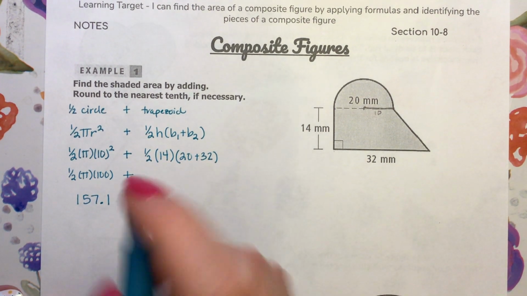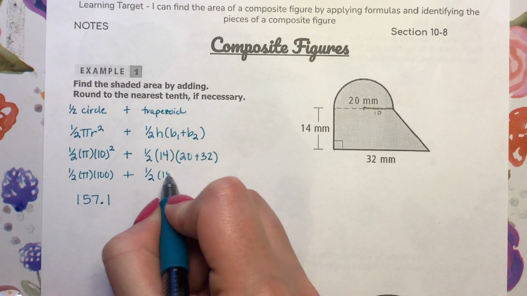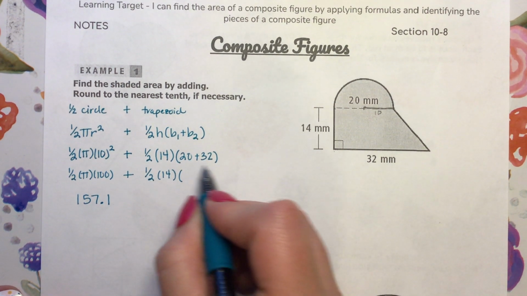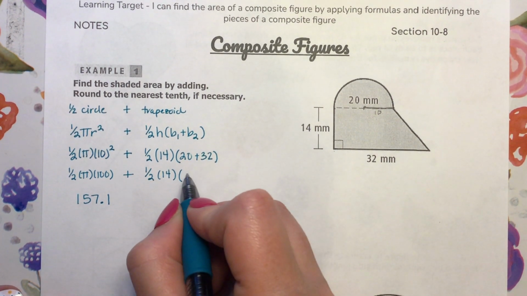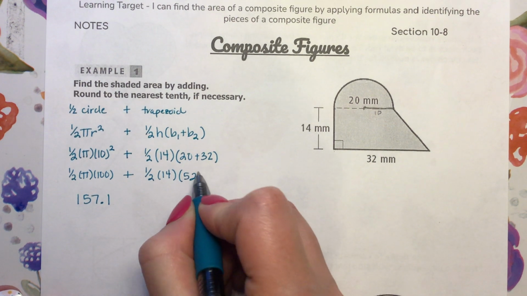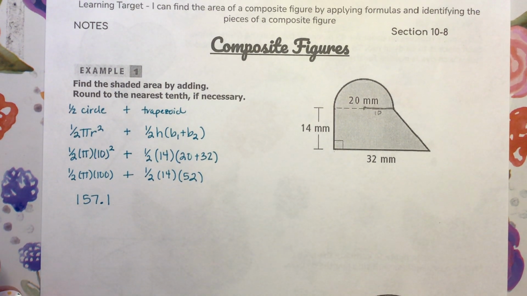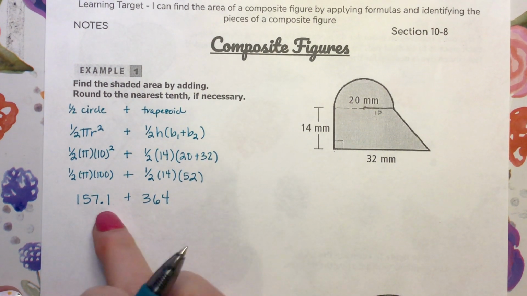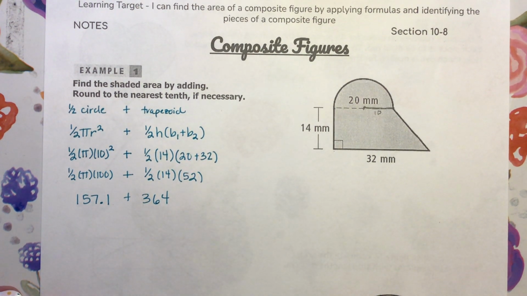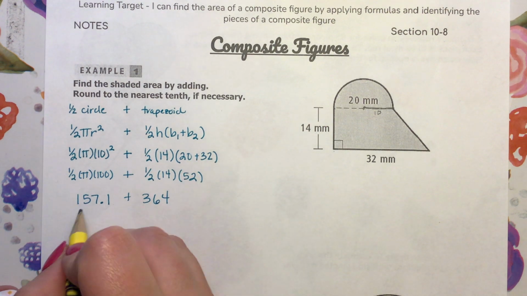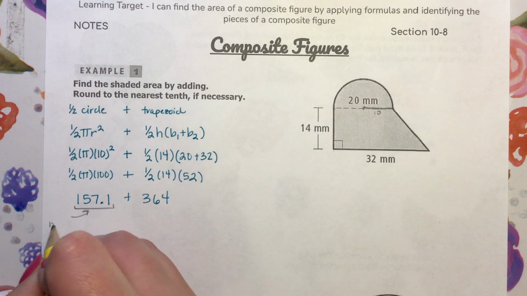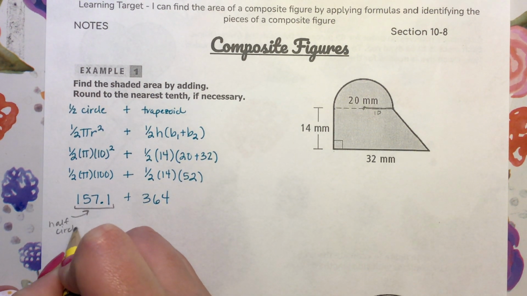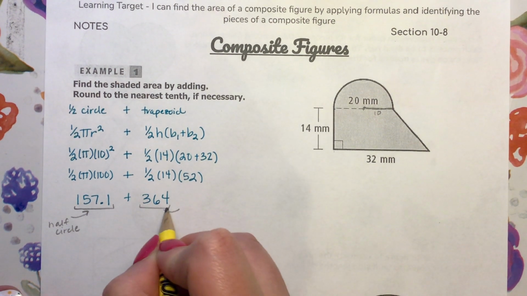Now let's figure out what this is. This is 1/2 times 14 times 20 plus 32. I'm doing that first because of order of operations. That's going to be 52. So 1/2 times 14 times 52 is getting me 364. So this is the area of the half circle. This is the area of the trapezoid. I'll label that for you real fast. So this right here is the half circle. This right here is the trapezoid.